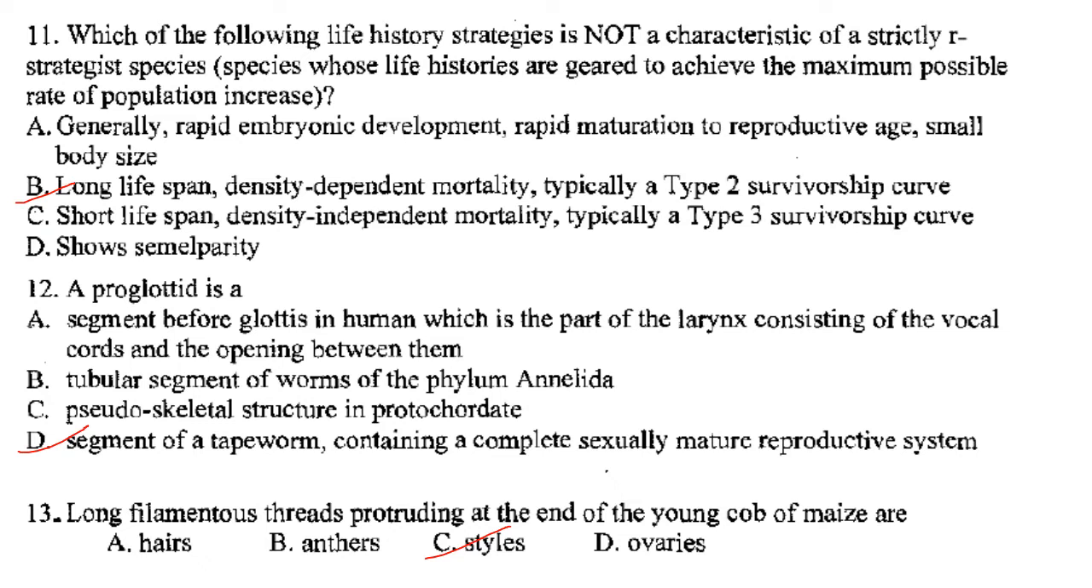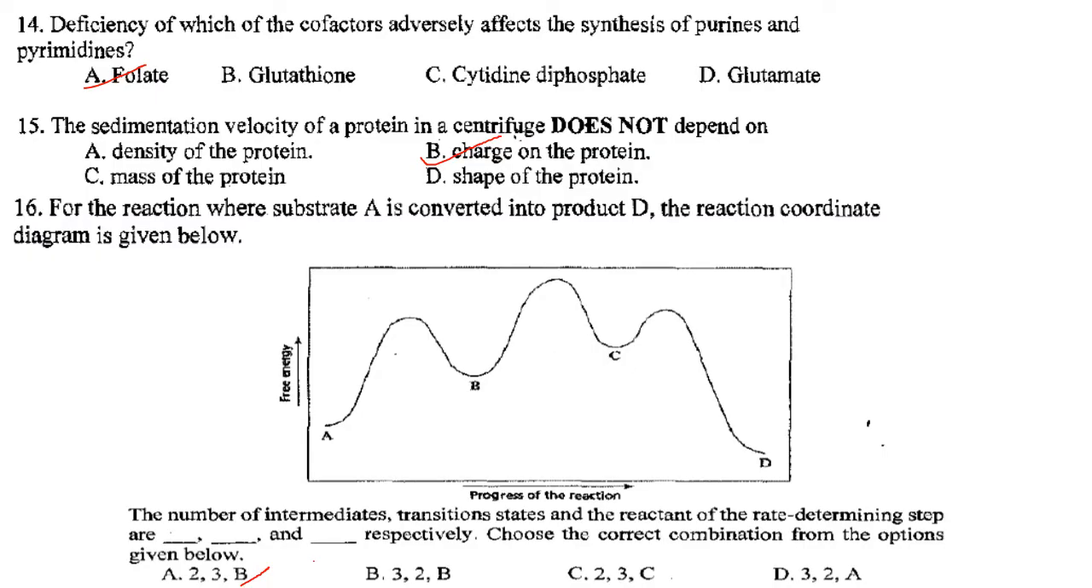Then a proglottid is. So proglottid, it is a segment of the tapeworm containing a complete sexual mature reproductive system. Answer is option D. Long filamentous threads protruding at the ends of the young cob of maize are. They are the styles. Answer is option C. Then deficiency of which of the cofactors adversely affect the synthesis of purines and pyrimidines? So it is folate. Answer is option A.